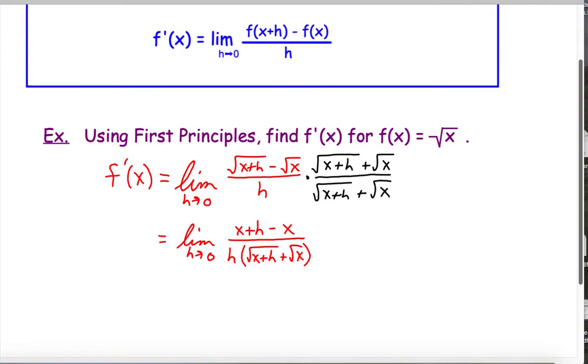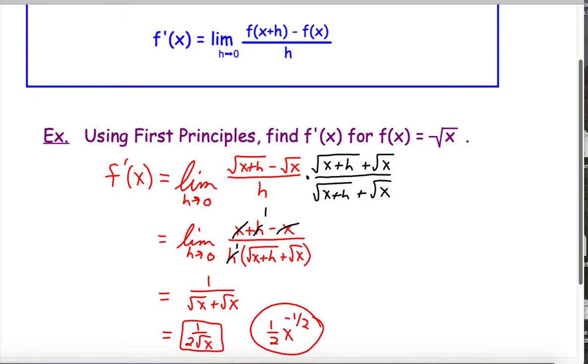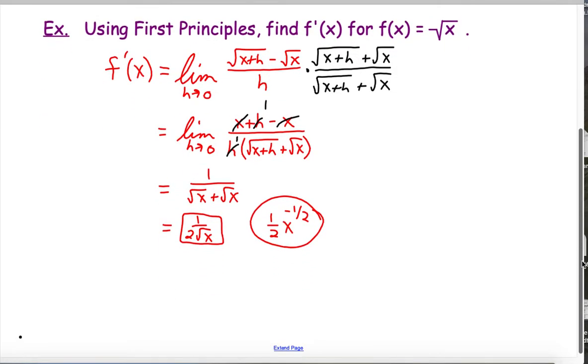Now the x's cancel out. x minus x is 0, and then we have an h on top, which reduces with the h on the bottom to 1. And so now I can take the limit, and as h goes to 0, I'm going to get 1 over the square root of x plus 0 plus the square root of x, which is 1 over 2 root x. And that's the general derivative for f of x equals the square root of x. Or if you want to write that as 1/2 x to the negative 1/2 power, that would work as well. All right, so differentiating from first principles to find a specific derivative at a point or the general derivative.